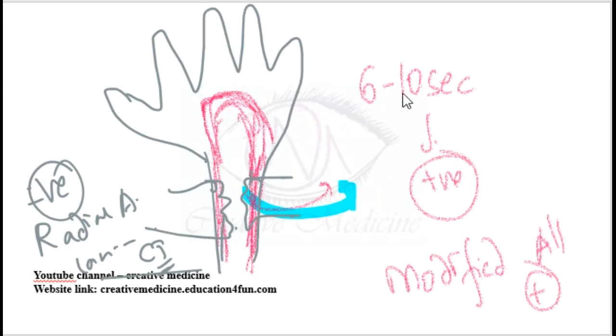If the color returns within 6 to 8 seconds, then modified Allen's test is positive. If it does not return, then it is negative, which means the ulnar artery is not patent, so you cannot cannulate the radial artery, because if you cannulate the radial artery while the ulnar artery is blocked, then the blood supply to the palm is lost. As a result, cannulation of the radial artery is contraindicated if modified Allen's test is negative.